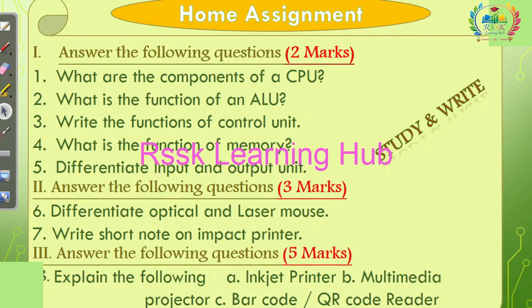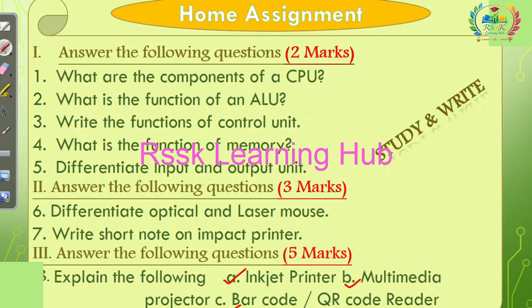Then coming to 5-mark question: explain the following. I'm listing the 3 categories here. One is inkjet printer, another one is multimedia projector, and another one is barcode or QR code. So it carries 5 marks. Okay, so now take down the evaluation part of your 1-mark questions, book back questions. Okay, take down.